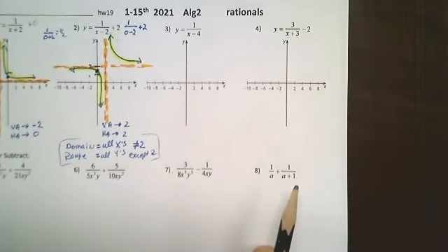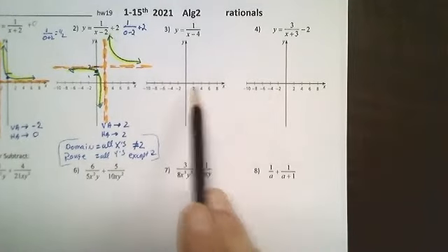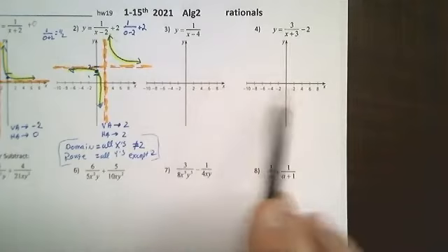All right, take about 60 seconds. You should be able to find these asymptotes here.